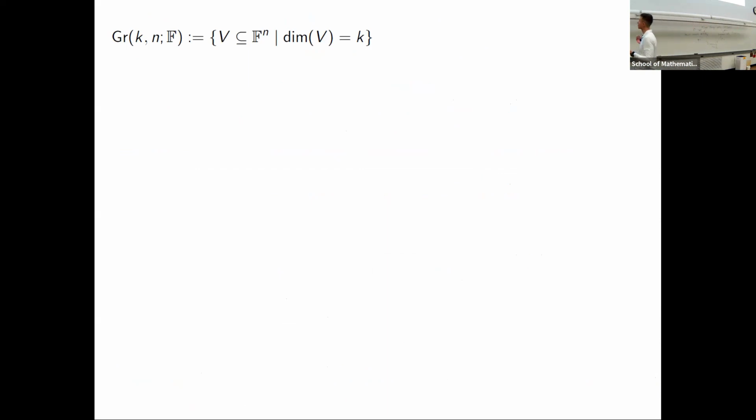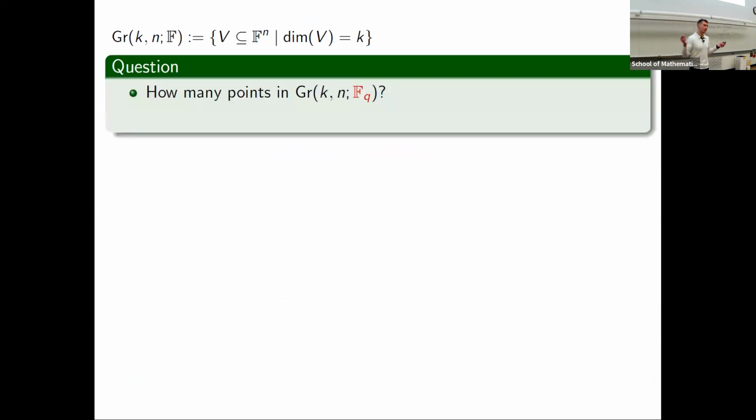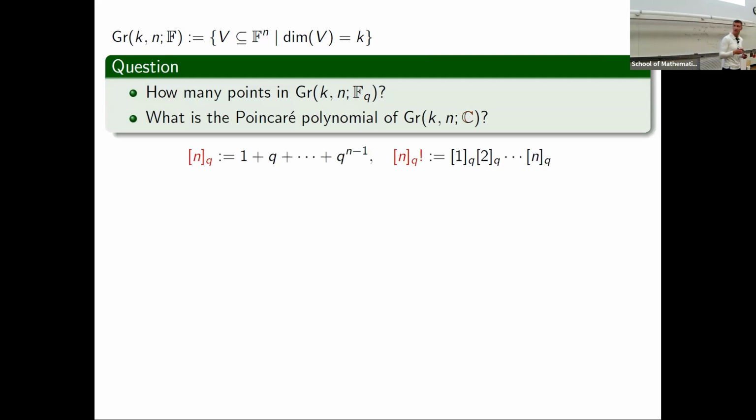And then you can study this. It has a structure of a variety, which I'm going to explain later. But for now, you can choose your field to be the finite field with q elements and ask how many points, or you can choose your field to be the complex numbers and ask what is the Poincare polynomial. And it turns out that these two questions have the same answer. So to tell you the answer, let me introduce some notation.